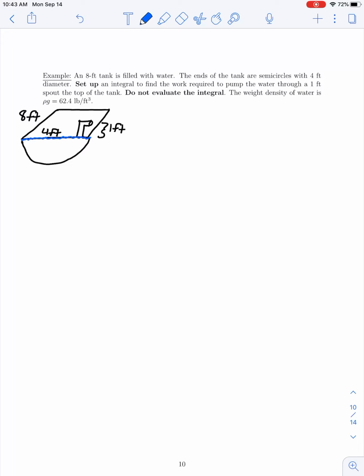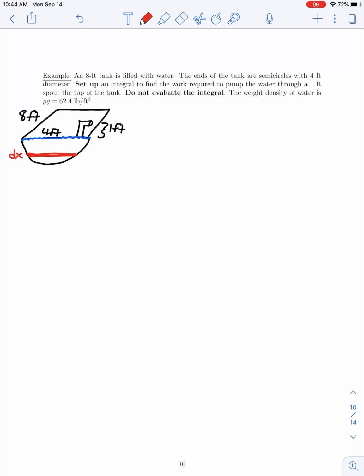If we think about taking a slice of water through our trough of a small thickness dx feet, we need to determine the work needed to lift that slab or to pump it through the 1-foot spout, or lift it to a height of 1 foot above the edge of our tank. So in order to do that, I first need to determine the volume of this slab.